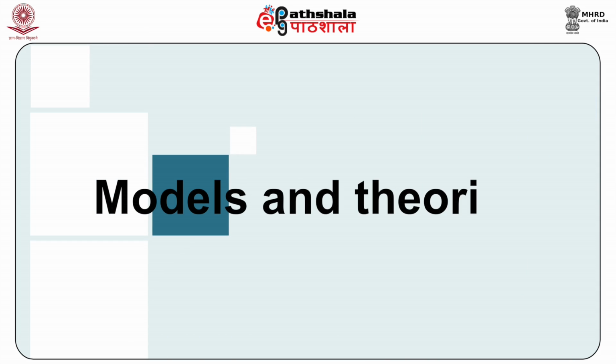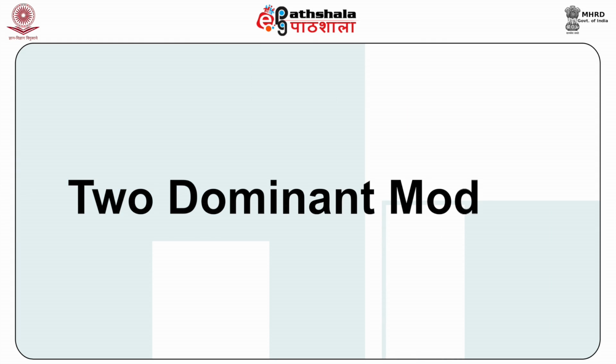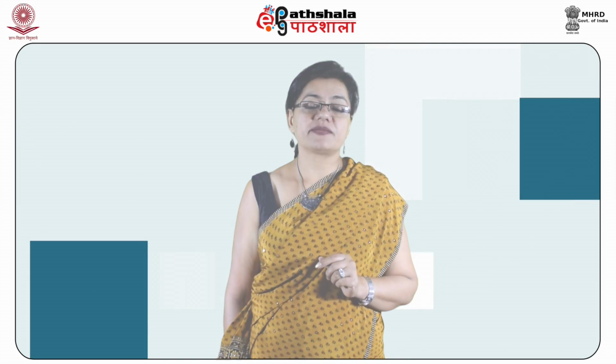Let me now talk about the models and theories. There are two dominant models addressing the link between social support and health: the buffering hypothesis and the direct effects hypothesis. The main difference between these two hypotheses is that the direct effects hypothesis predicts that social support is beneficial all the time, while the buffering hypothesis predicts that social support is mostly beneficial during stressful times.